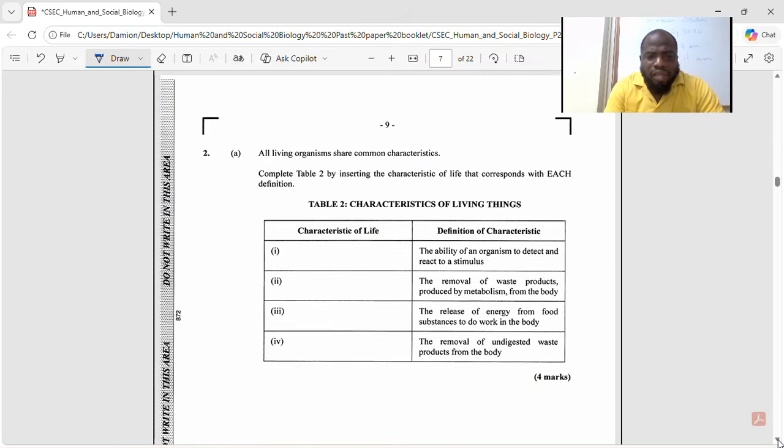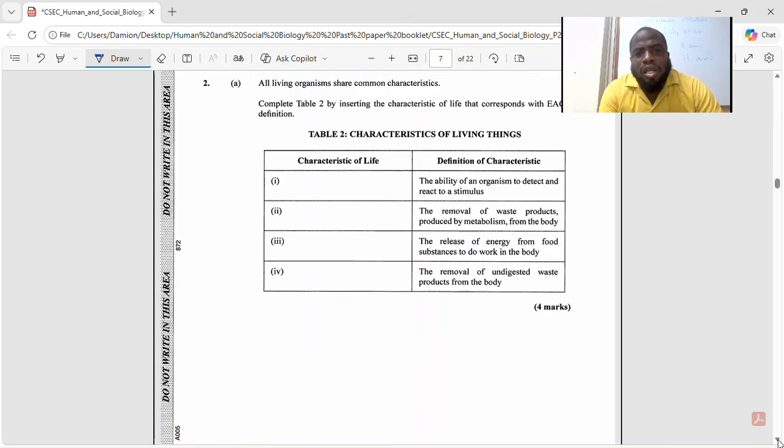Now, all living things, question 2, all living things share common characteristics. You would have learned that 7 things are necessary for something to be considered living. It has 7 characteristics, and in this question, they have identified some of the characteristics. So one of the first ones, you see the characteristics of life, and they give you the definition. So it says the ability of the organism to detect and react to stimulus, and we say that is irritability.